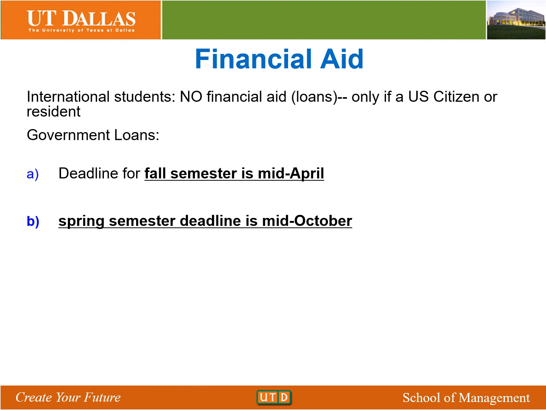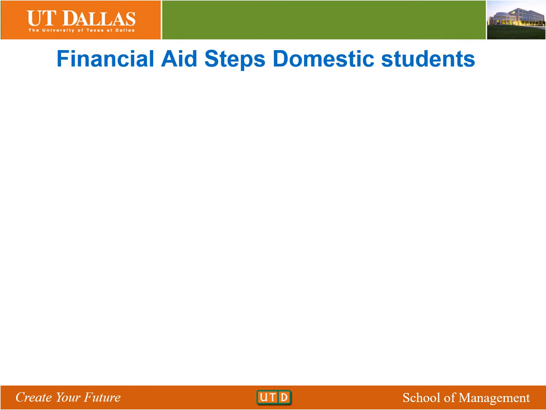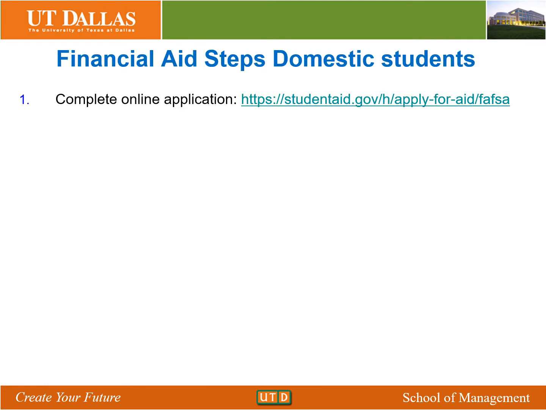Financial aid is only available to U.S. citizens and permanent residents. International students are not eligible for U.S. government financial aid. If you are applying for the fall semester, you should get your FAFSA form in by mid-April. For the spring semester, mid-October. You want to get your FAFSA in as early as possible so that the university gets its money and you don't have to pay up front.